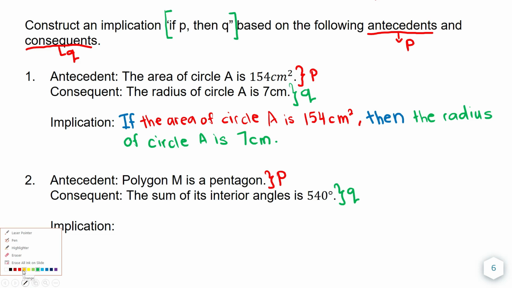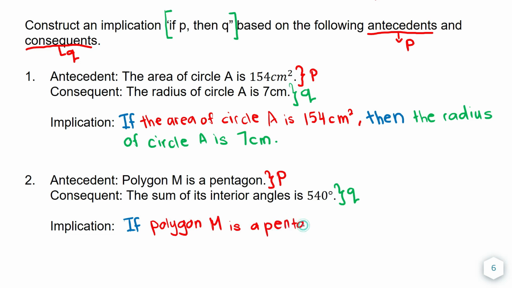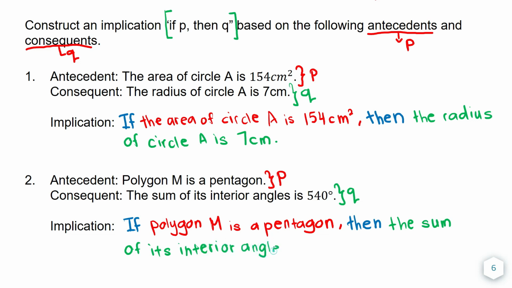Okay, now we're going to write in the form of an implication. If polygon M is a pentagon, then the sum of its interior angles is 540 degrees. Okay, very good, done for question number 2.